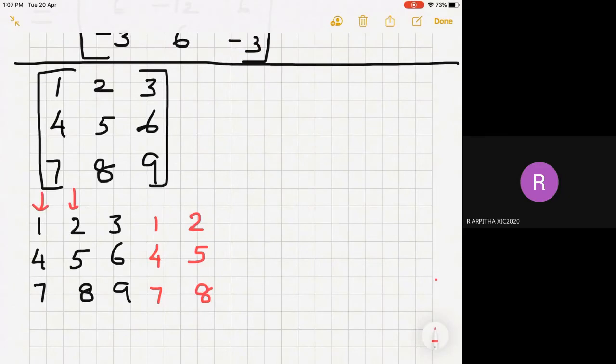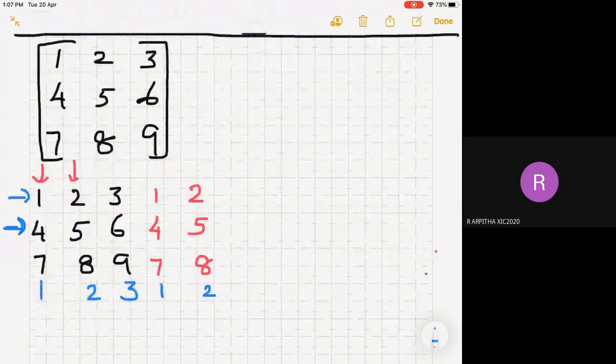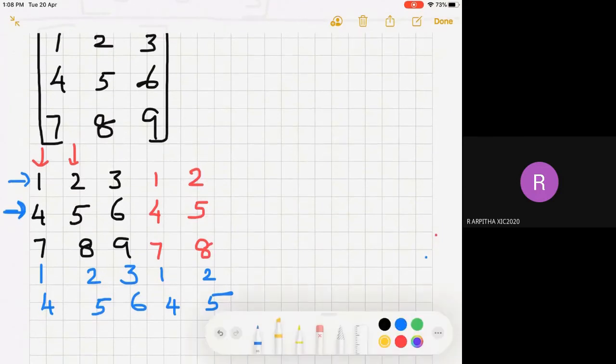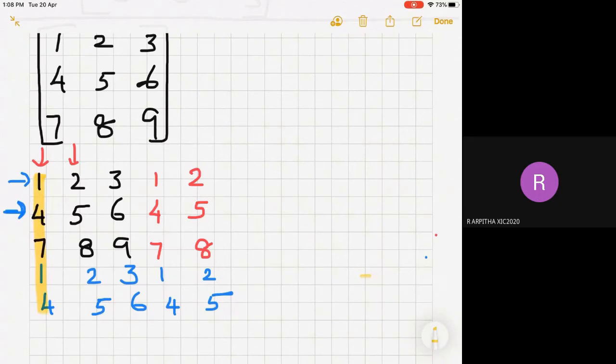Next I copy the first two rows. Parallelly, I will copy them below. 1, 2, 3, 1, 2. Then the second row, that is 4, 5, 6, 4, 5. I hope I have not done any mistake. After that, I simply delete this first column and this first row.